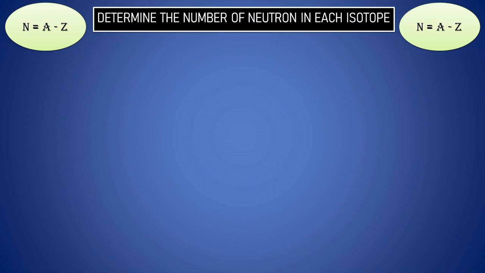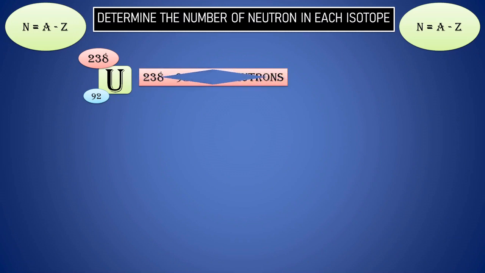How can we calculate the neutron number? N equal to A minus Z. That means mass number minus atomic number. If we take uranium 92-238, this is a uranium isotope. Its atomic number is 92 and mass number is 238. If we calculate the neutron number, mass number 238 minus 92 gives 146 neutrons. That means uranium 92-238 contains 146 neutrons.